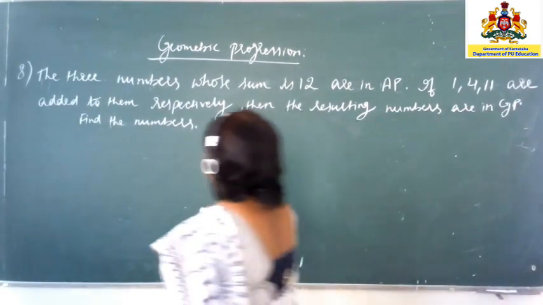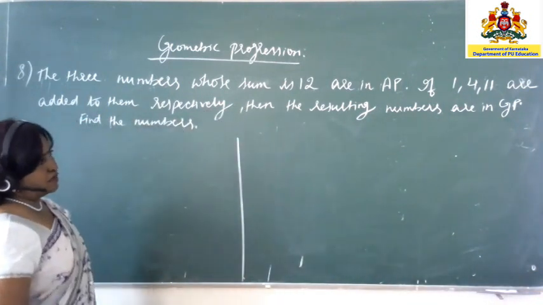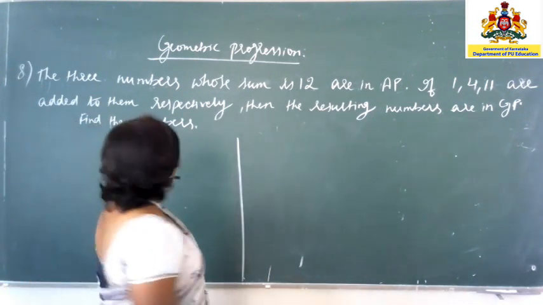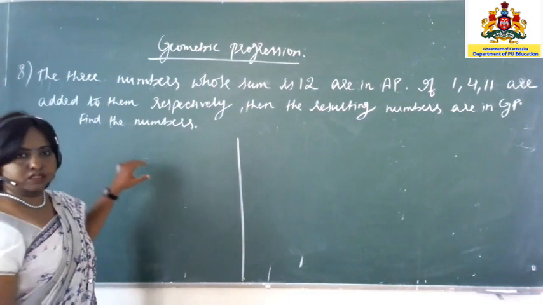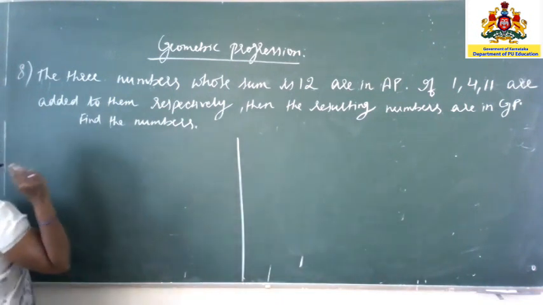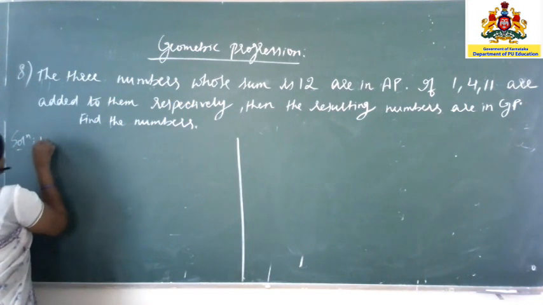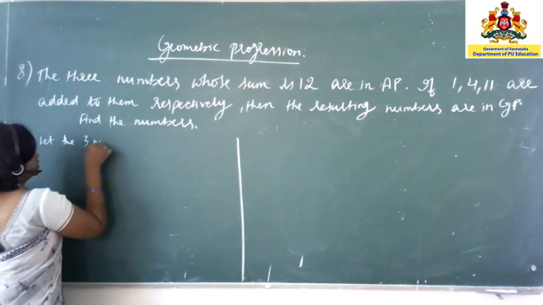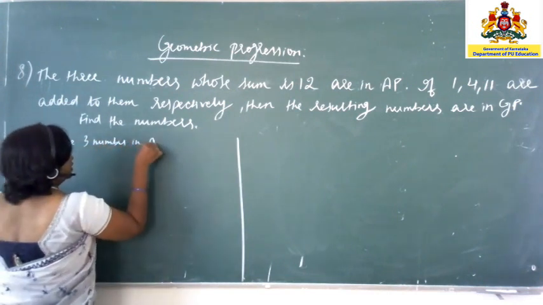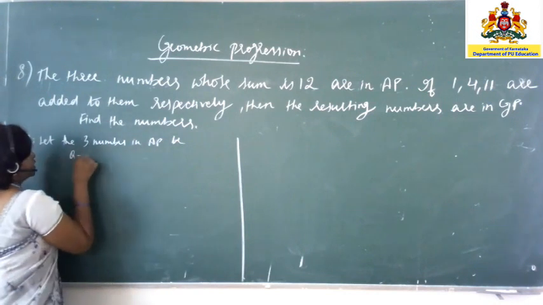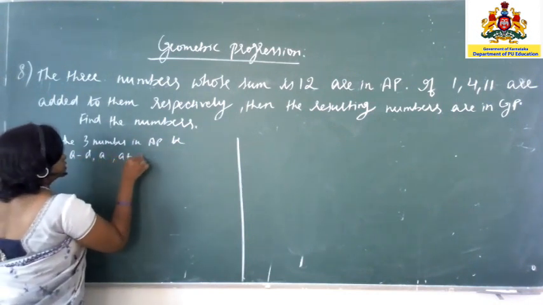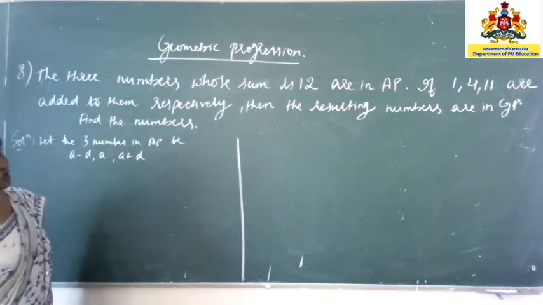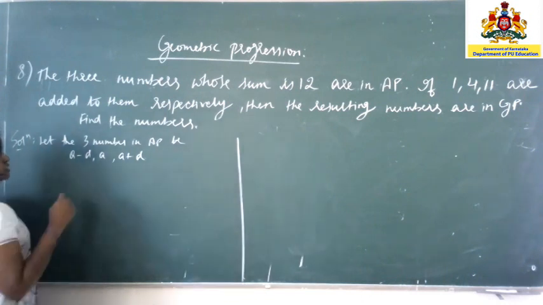Example. The three numbers whose sum is 12 are in AP. If 1, 4, 11 are added to them respectively, then the resulting numbers are in GP. Find the numbers. This can be asked for 5 marks. Solution. Let the three numbers in AP be a minus d, a, a plus d. Sum is given as 12.